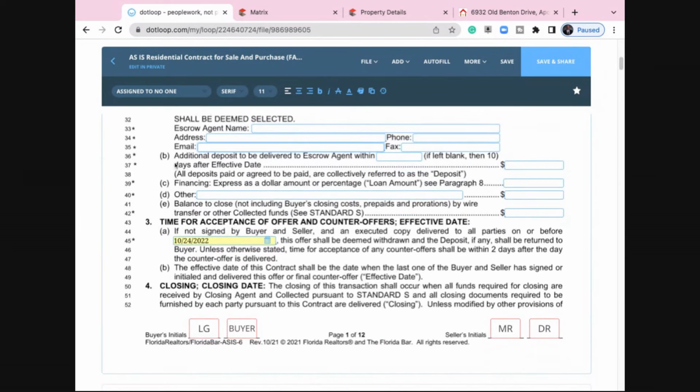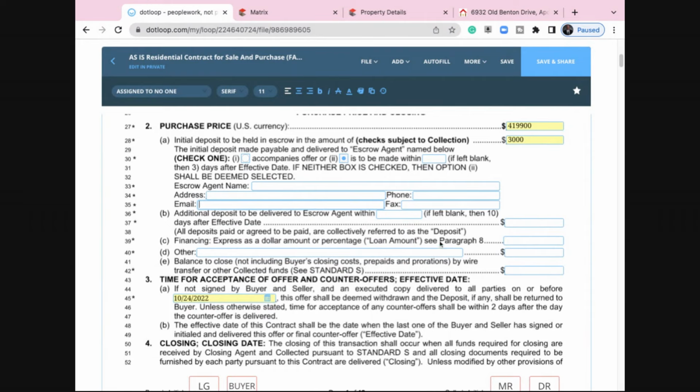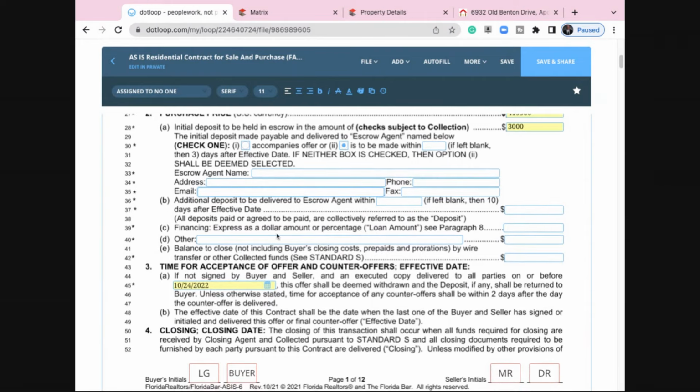Additional deposits. Now, this comes in handy, guys, if you want to compete and you want to make your offer extremely strong by submitting an escrow deposit that is very strong. So let's say you're trying to compete with cash offers, you're giving them full price, and you want to put, instead of 3,000, you want to put 30,000 down. And let's say you may put 10,000 initially, and then after a certain period, you're going to put another 20,000. That's where this line comes in.